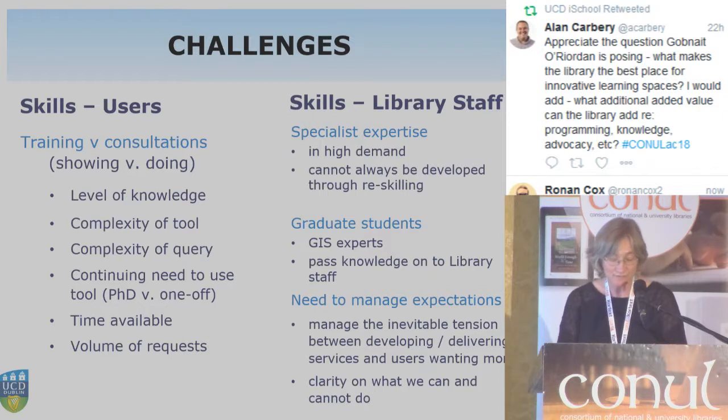For library staff, this can be a challenging area, as the skills needed are specialist and cannot always be developed through reskilling. So as Jane mentioned, we have a PhD GIS specialist assisting with the GIS queries and in the clinics, and this also helps then to pass on knowledge to Jane and other library staff.